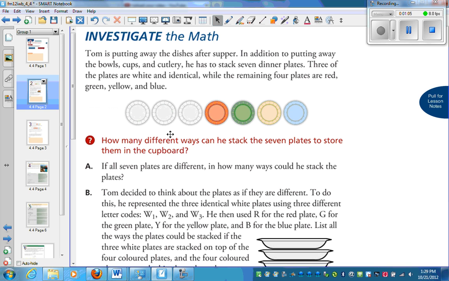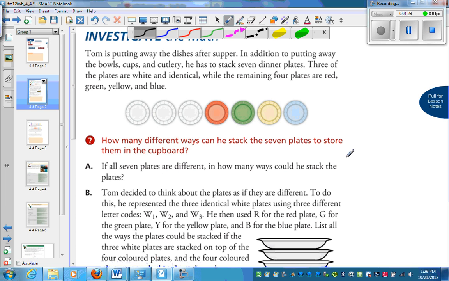Let's go through an example. Here's Tom. Tom's being very good in putting away the dishes after supper. In addition to putting away the bowls, cups, and cutlery, he has to stack 7 dinner plates. 3 of the plates are white and identical, while the remaining 4 plates are red, blue, green, and yellow. Okay, so how many different ways? If all 7 plates are different, how many ways could he stack them?